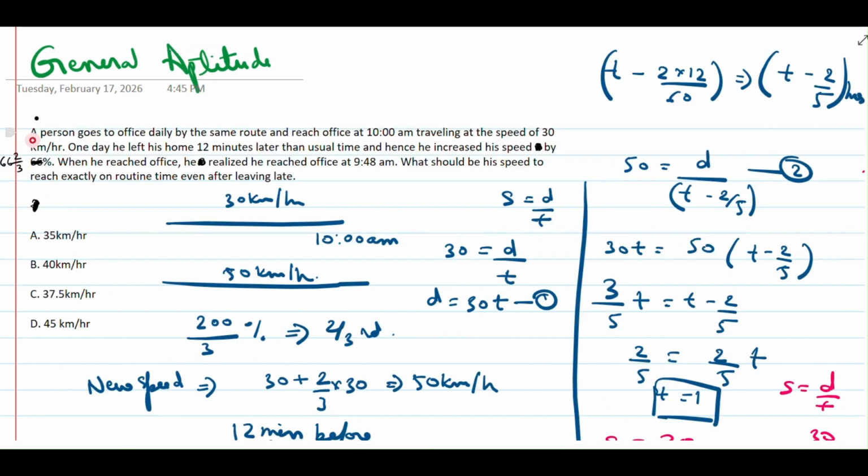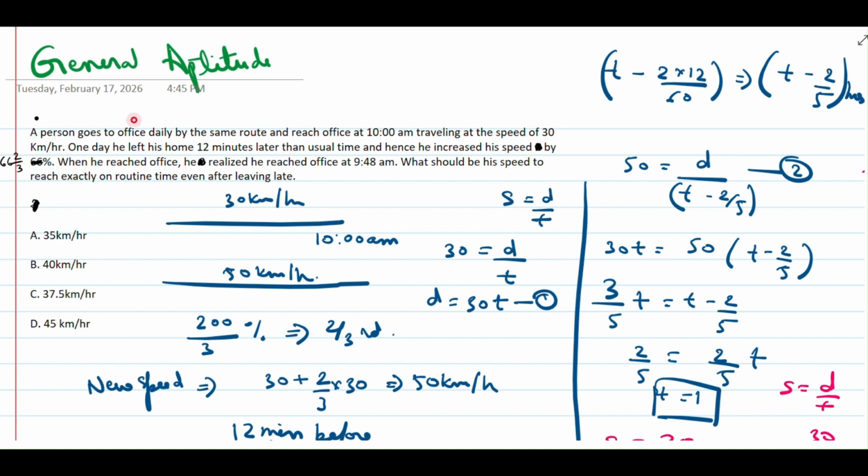A person goes to the office daily by the same route and reaches the office at 10 a.m., traveling at a speed of 30 km per hour. One day he left his home 12 minutes later.